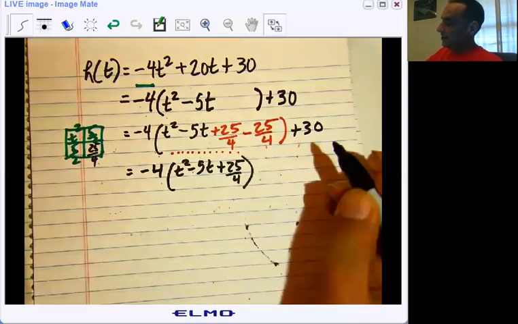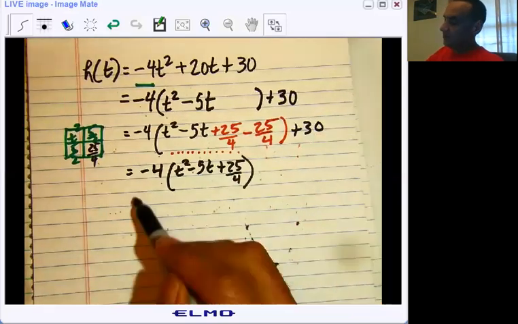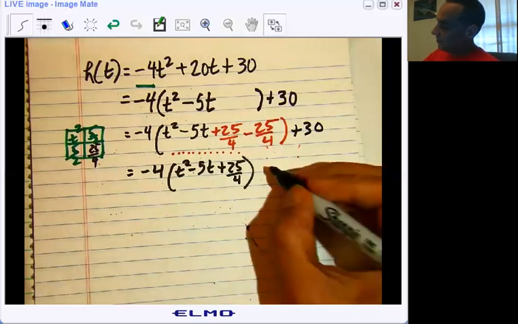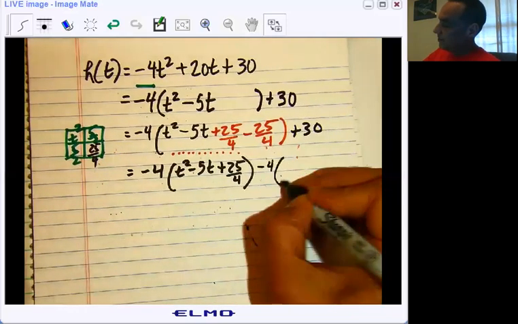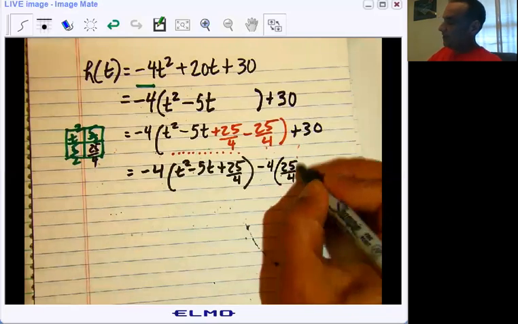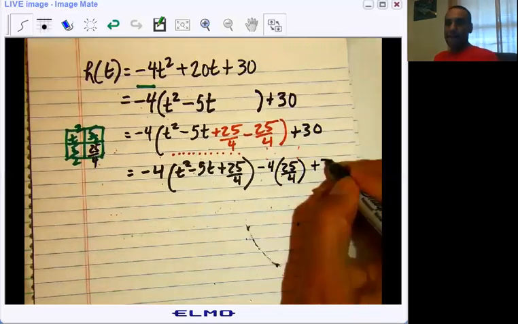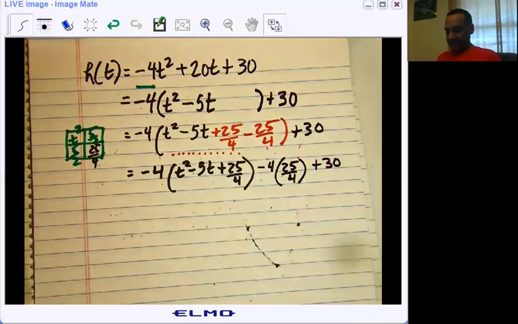Now, what a lot of you are going to get confused about is that you also have to multiply -4 by the other. But that's not going to be part of the binomial square, so you leave it out. Then you add 30. But yeah, this is what people are unfamiliar with. This is why a lot of folks just get tired of this math after a while.